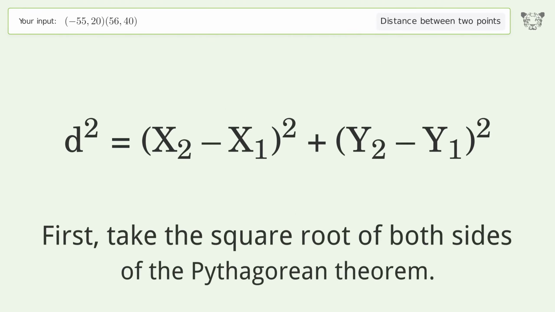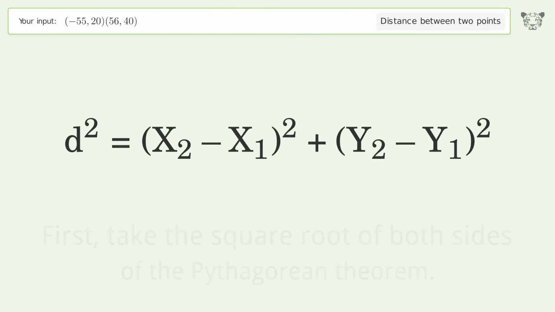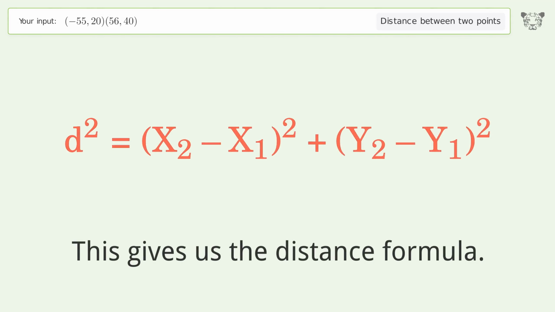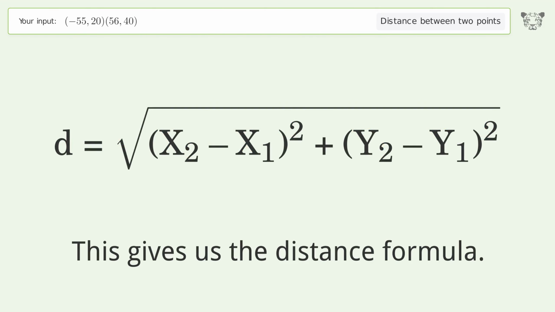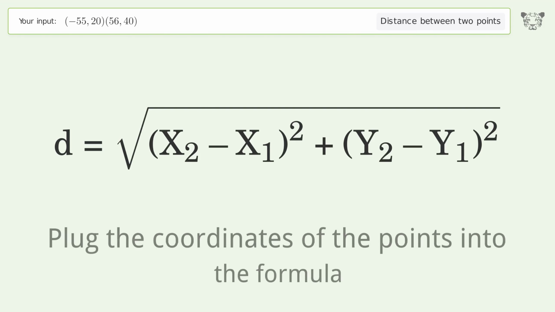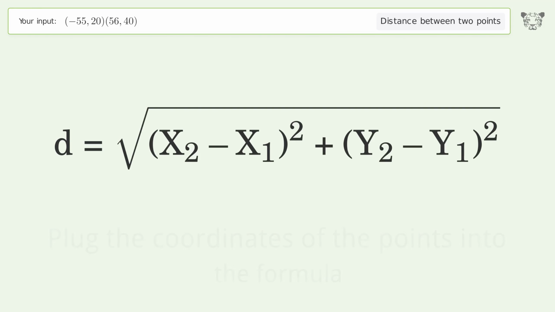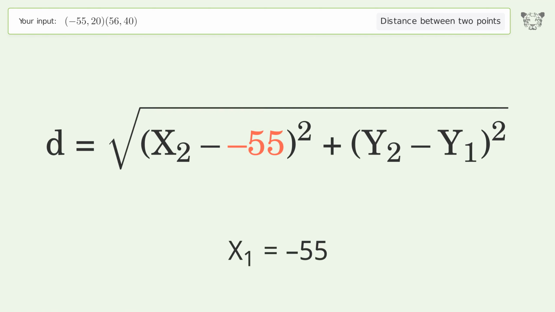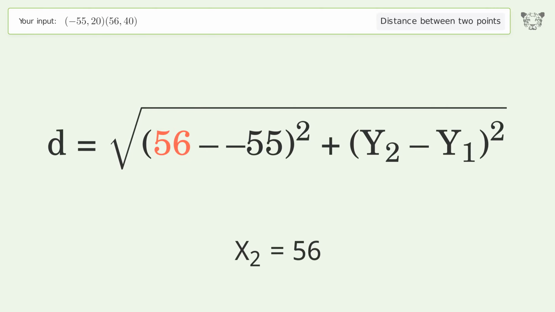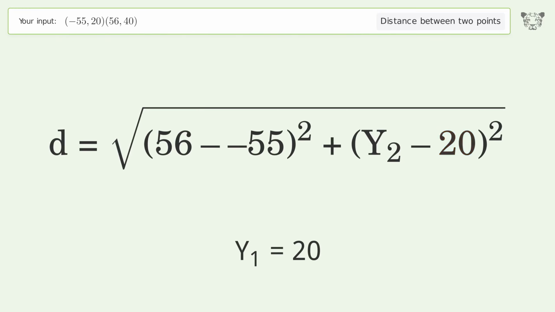First, take the square root of both sides of the Pythagorean theorem. This gives us the distance formula. Plug the coordinates of the points into the formula. x1 equals -55. x2 equals 56. y1 equals 20. y2 equals 40.